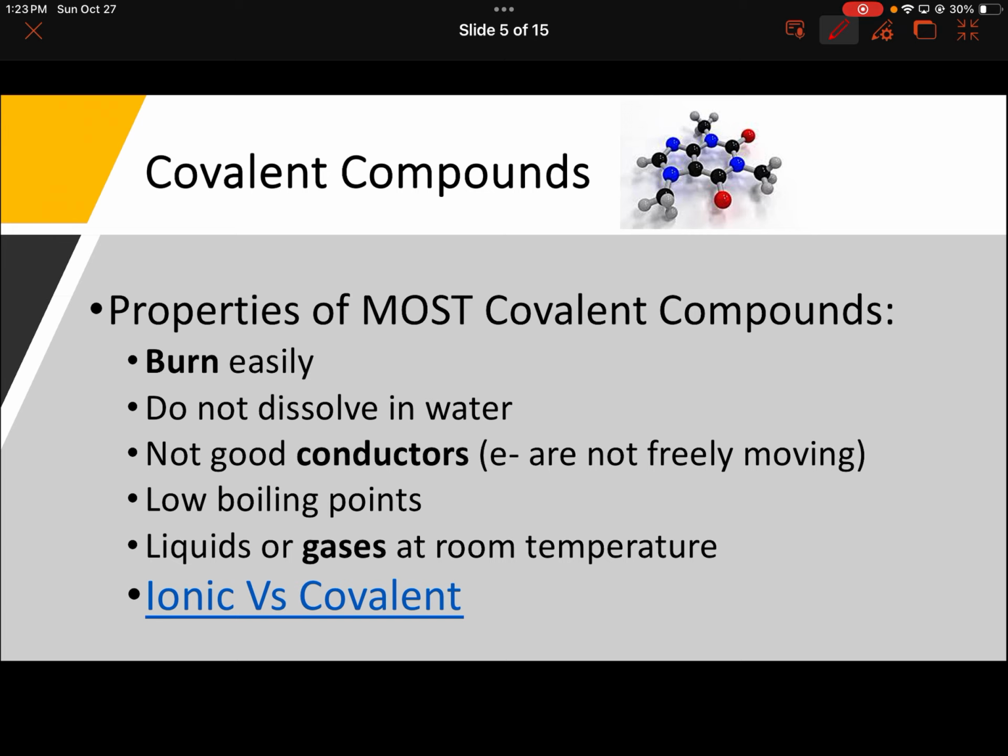Properties of these covalent compounds, they burn pretty easily. They do not dissolve in water. Some of them will, but don't dissolve in water. They're not very good conductors. They have low boiling points, and they are liquids or gases at room temperature.